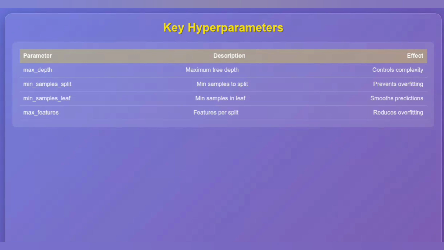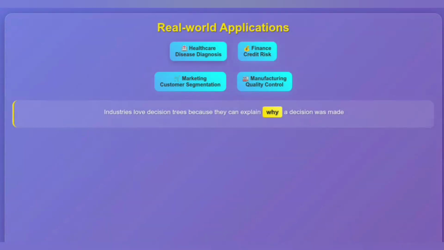Decision trees are widely used across industries. In healthcare, they help diagnose diseases and recommend treatments. In finance, they assess credit risk and detect fraud. In marketing, they segment customers and predict purchasing behavior. In manufacturing, they identify defects and optimize processes.